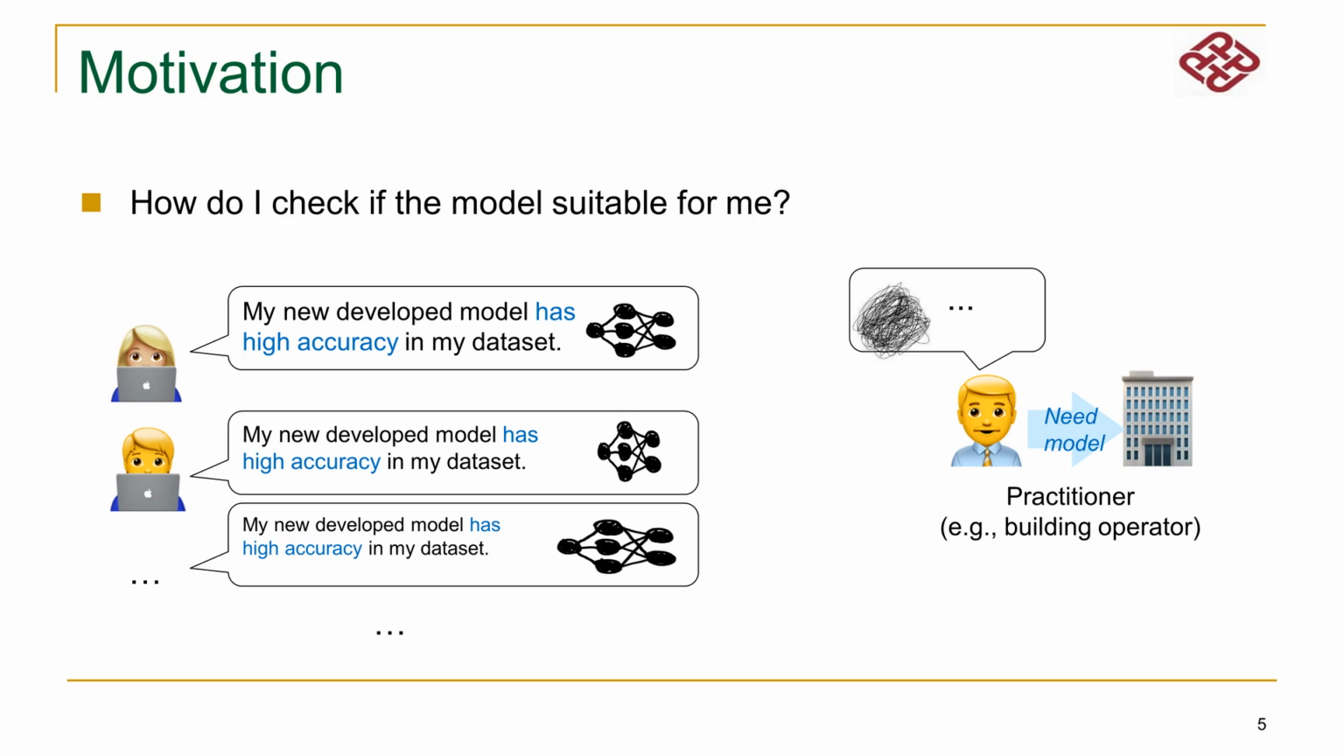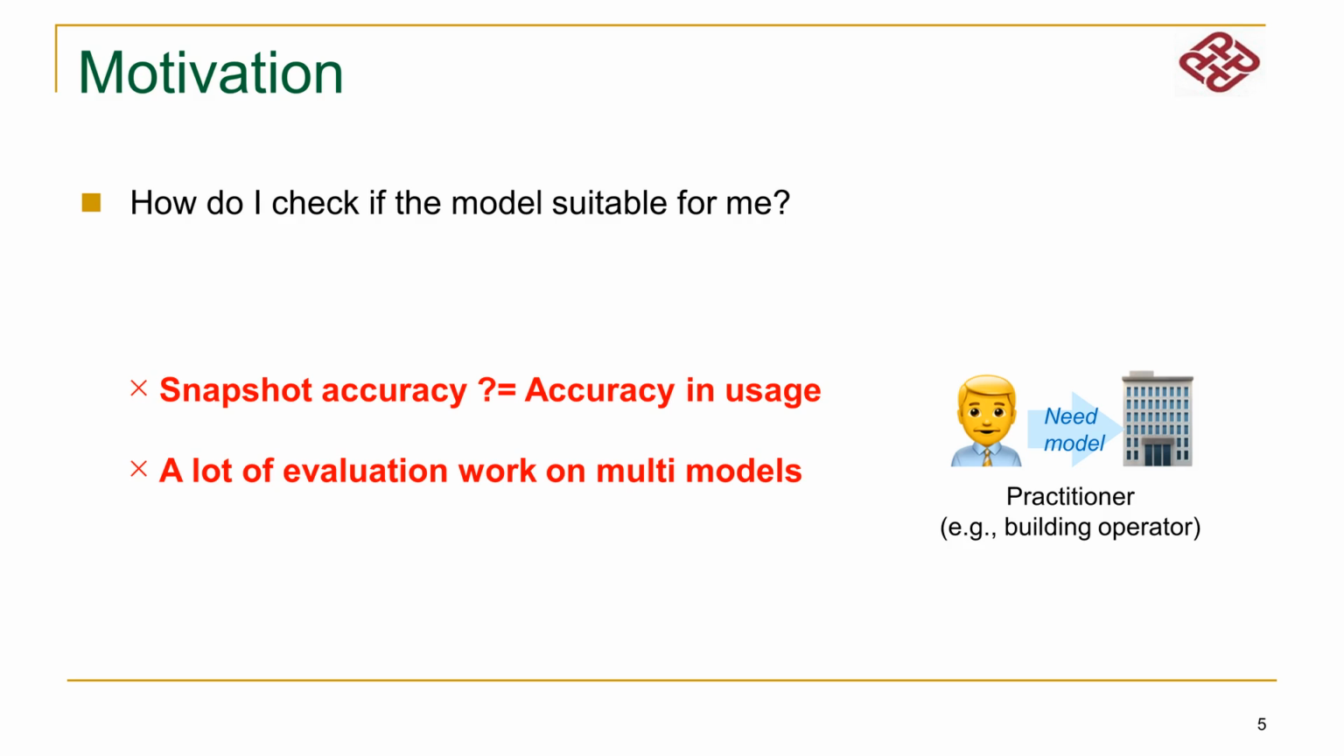In addition, the real situation would be more complicated. Once there are multiple different models available, and all of them clarify high snapshot accuracy in their own test data, it is very hard for the practitioner to analyze which one is suitable for him. Therefore, there are two main problems while considering deploying the model in the real world. The first problem is, although the snapshot accuracy is an important metric, it cannot represent the model behavior in usage. The second problem is, there seems to be a lot of workload to evaluate the candidate models.